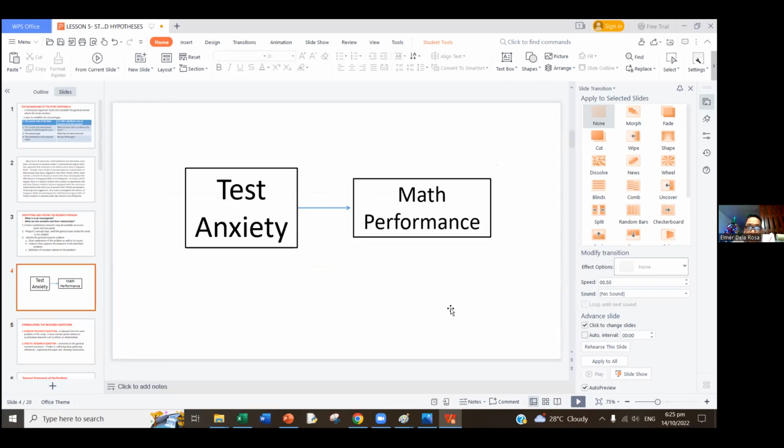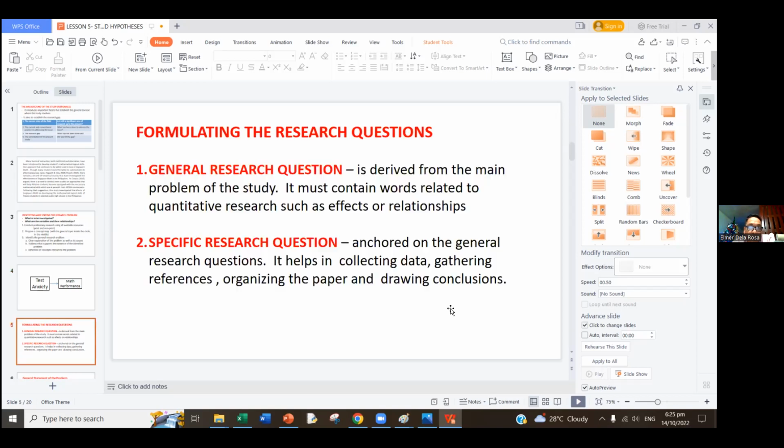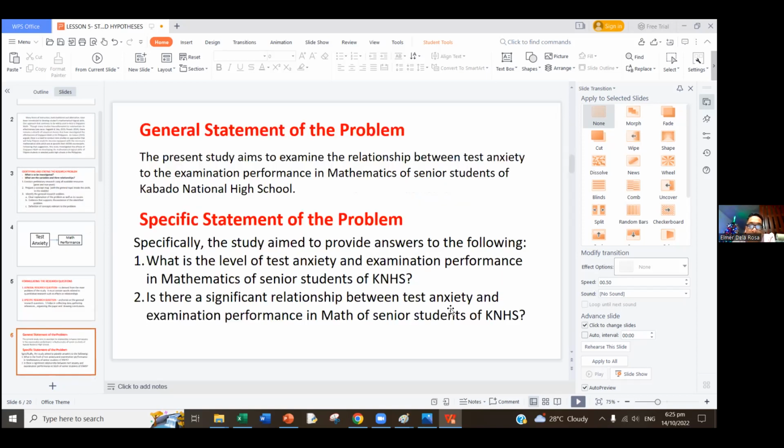Test anxiety is our independent variable. This is the assumed cause. And math performance is our DV. This is the assumed effect or outcome. So how do we state the general question here? Ito, hypothetical lang. General statement of the problem.